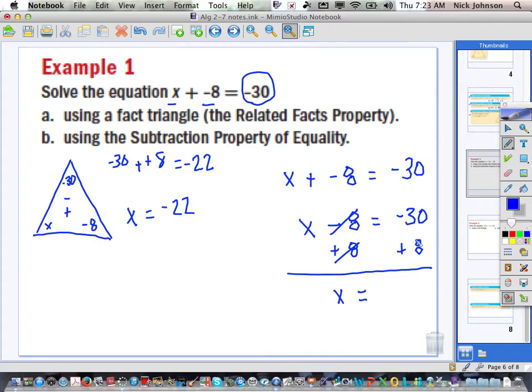A negative 30 plus 8, signs are different. Okay? So I subtract, gives me 22. And as you can see, sign of the bigger is negative, so I got the same answer. Okay? You're going to have to know how to do it this way right here. You're not always going to be able to draw up a fact triangle. Okay?